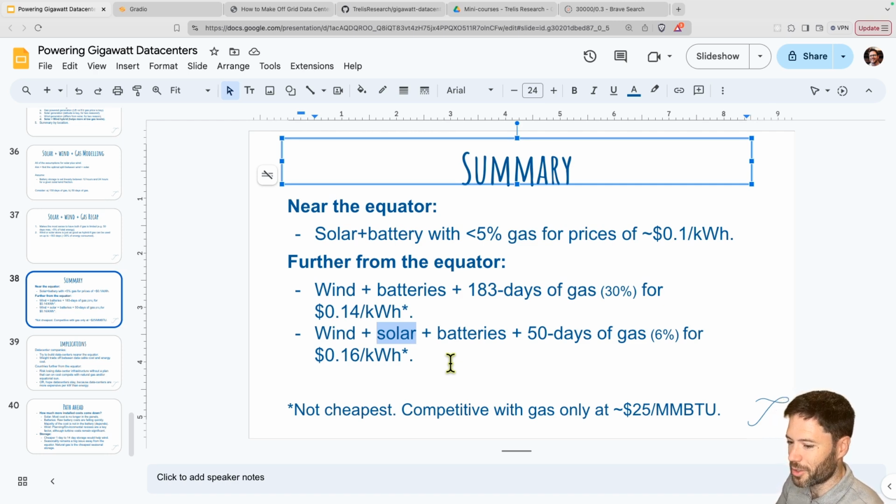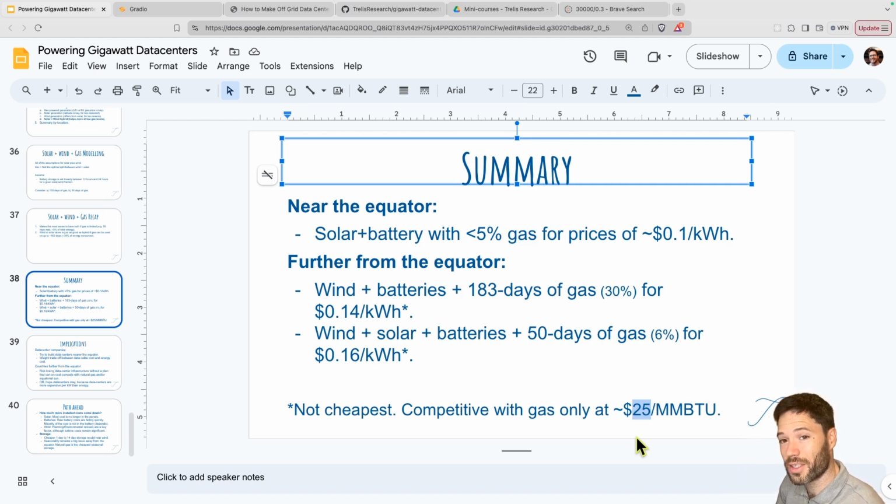Now, because you're away from the equator, the prices you're getting overall for the renewable systems, because you have to overbuild your system, are not the cheapest. And probably, according to the analyses I've run here, I'm only getting competitive with gas with a wind and battery system at around $25 per MMBTU. And keep in mind, in Europe, gas is right now around $12 per MMBTU, although it has gone up as far as $40 over the last few years.